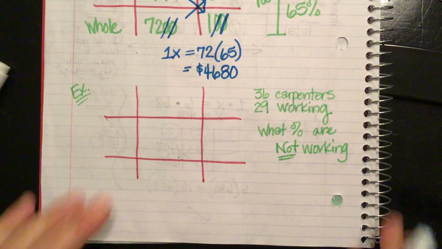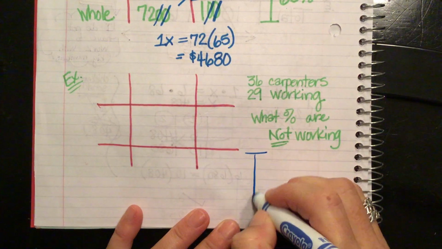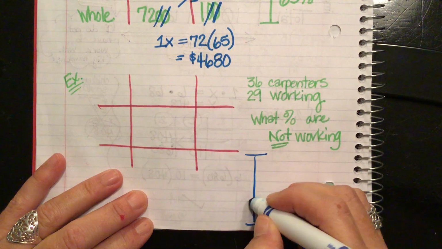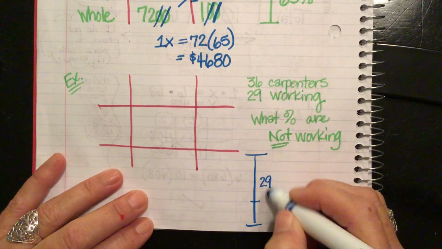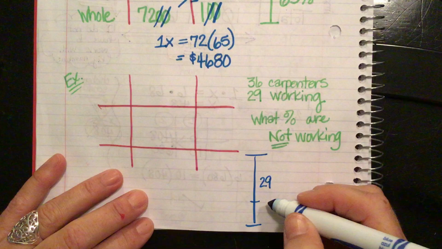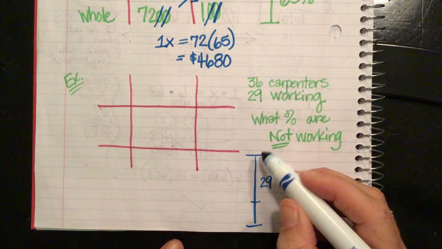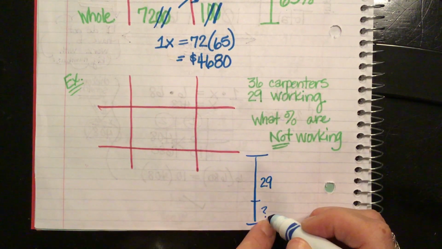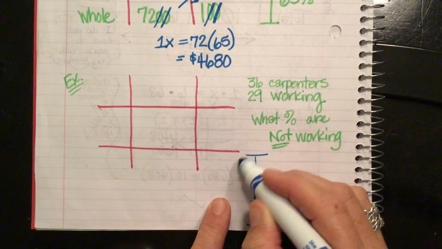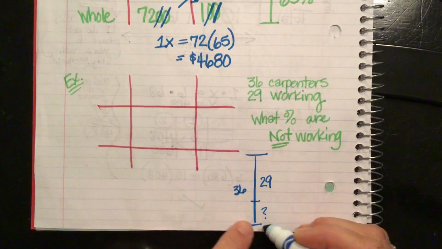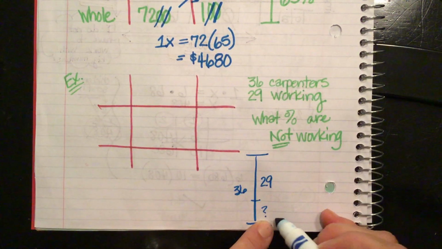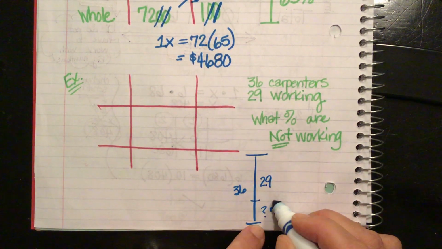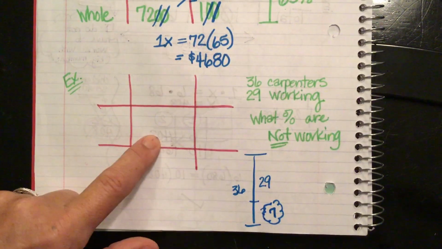Okay, so once again, I'm going to draw my little chart. Okay, so here what I'm looking for, if I know that 29, this is not my percentage, these are my numbers, because remember we did that assignment yesterday. 29, and I'm looking for how many are not working, right? But my total number of workers is 36. So I need to find the number of how many are not working. That's right. 36 minus 29 would be 7. Okay, now I can use it in my problem.